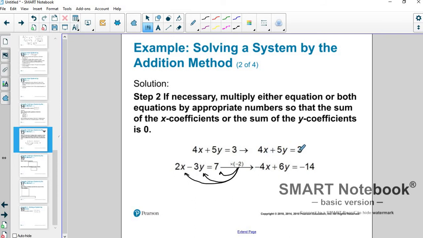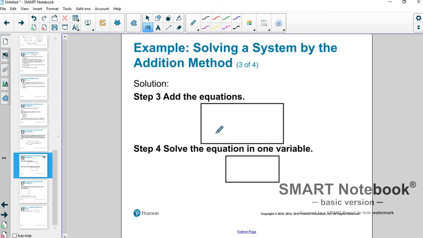So 4x plus 5y equals 3 stays the same. Negative 4x plus 6y equals negative 14. Now you can see why we did this. If I add these two equations together, 4x minus 4x will be no x, and I have only y's. And that's what I wanted. Okay? So let's see what it looks like.